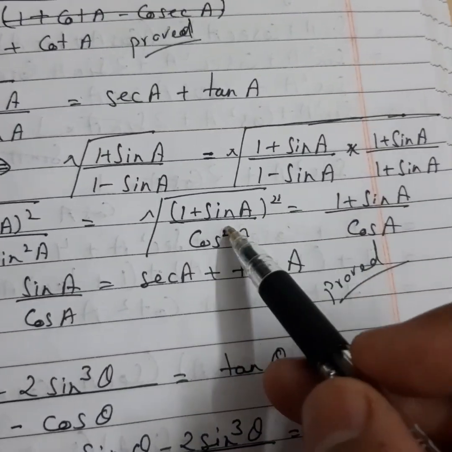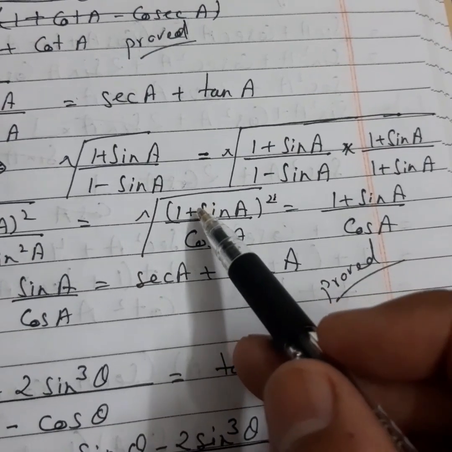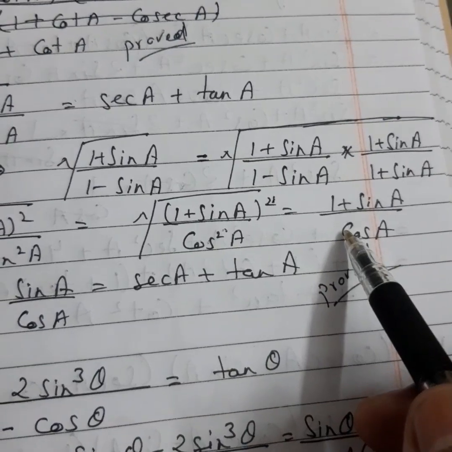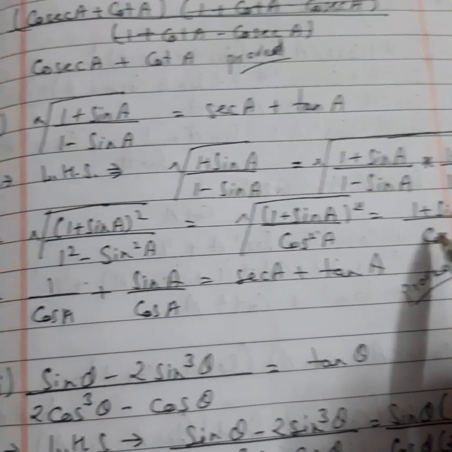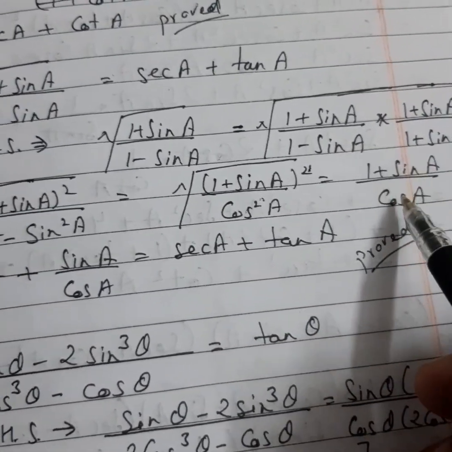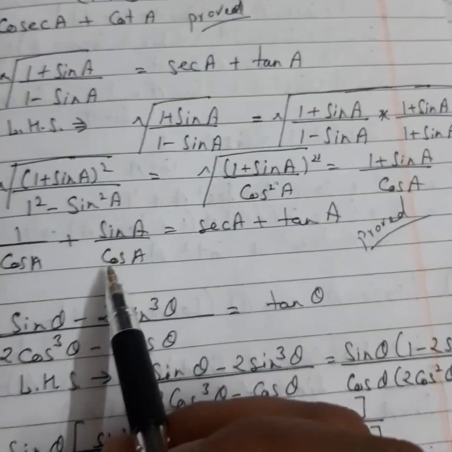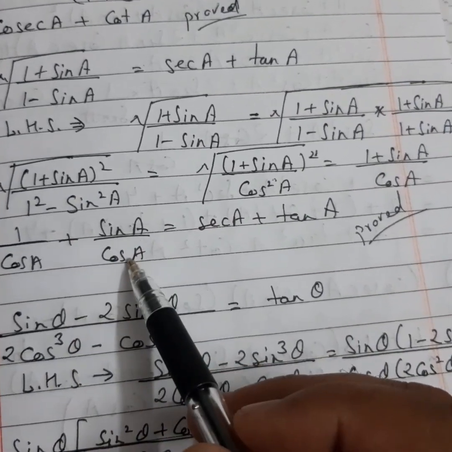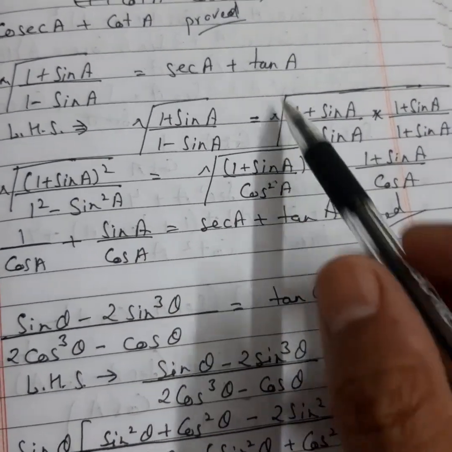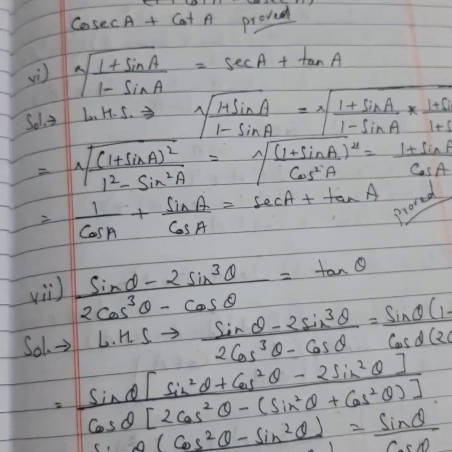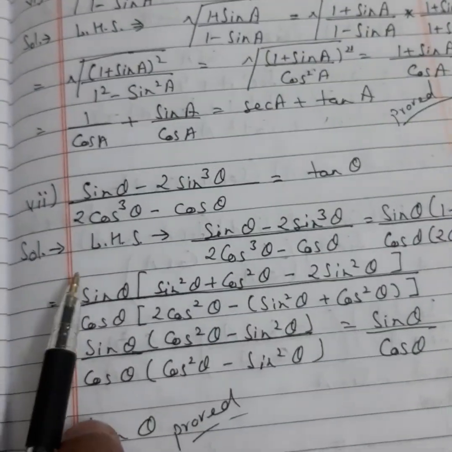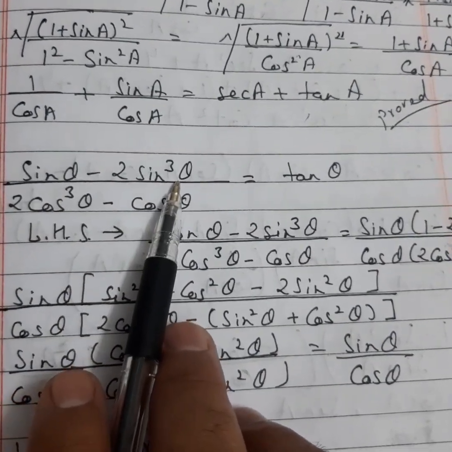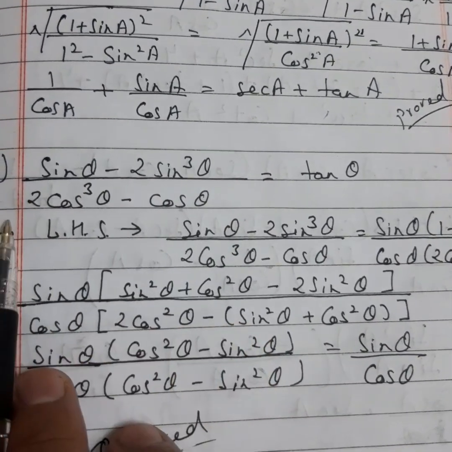Now we can see that we are having a square here. From this square and this square, we can cancel the root from both numerator and denominator. So (1 plus sin a) upon cos a. Now we can separate it, 1 upon cos a plus sin a upon cos a, like this. And 1 upon cos a is sec a, plus sin a upon cos a, we all know that it is tan a. Hence proved.